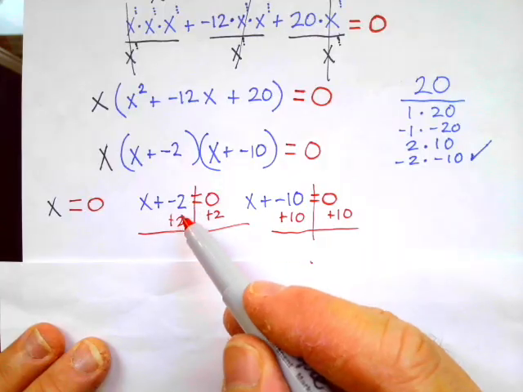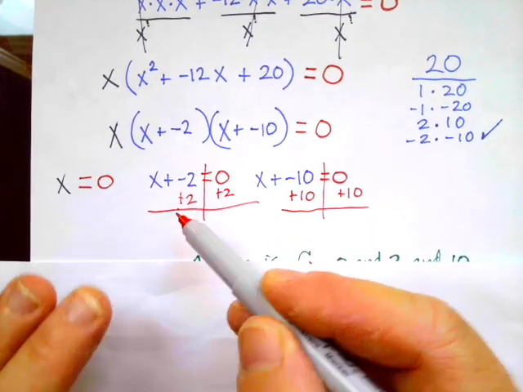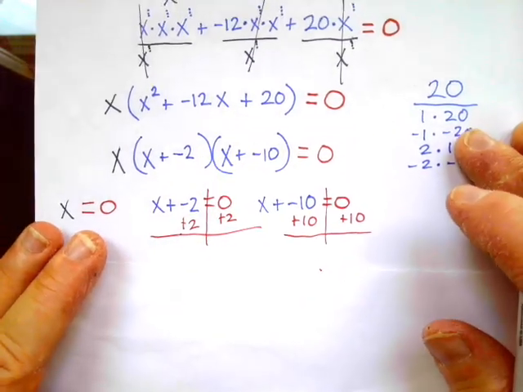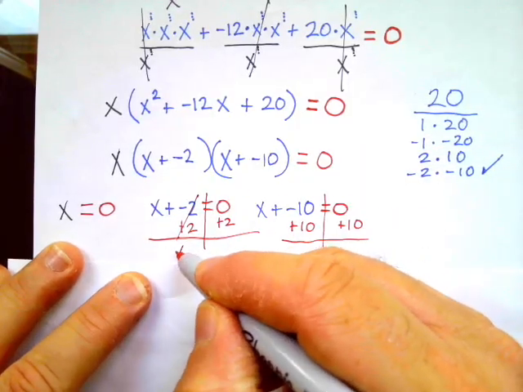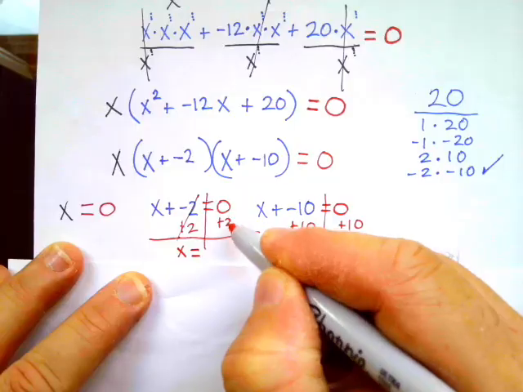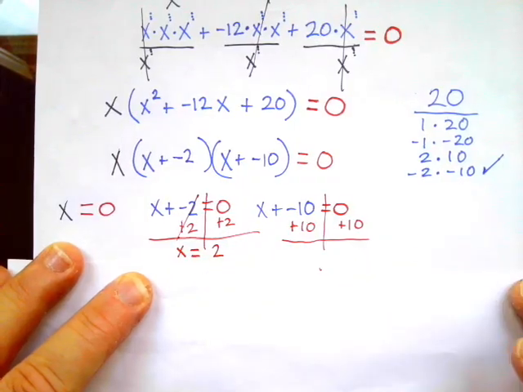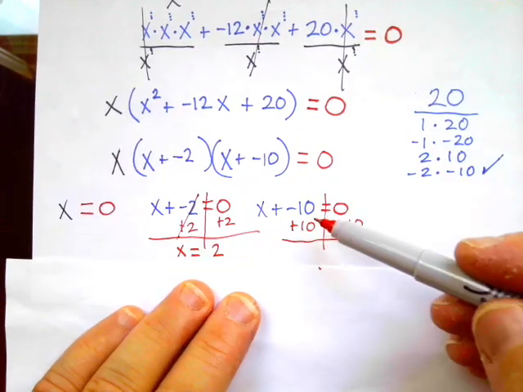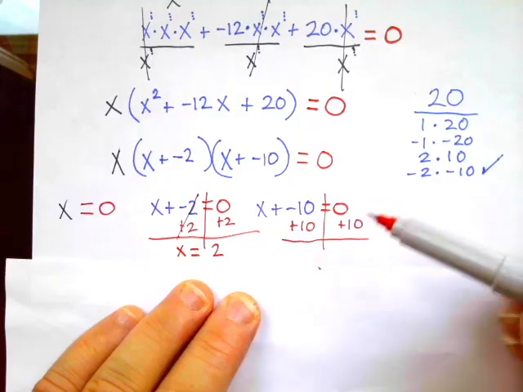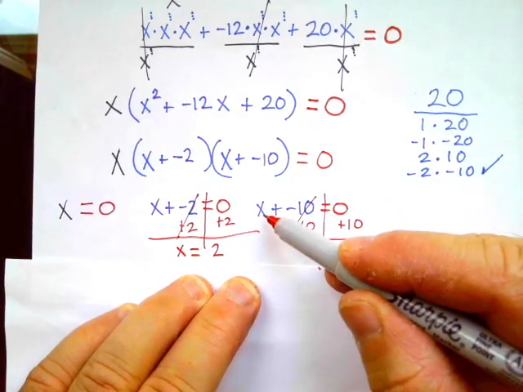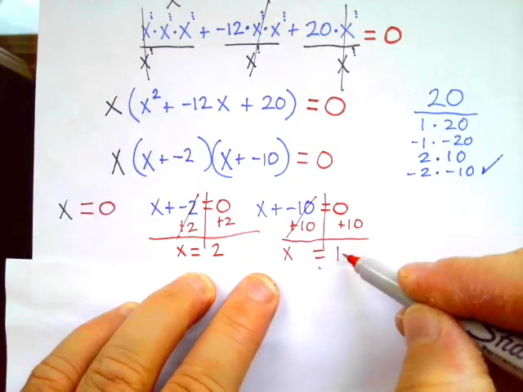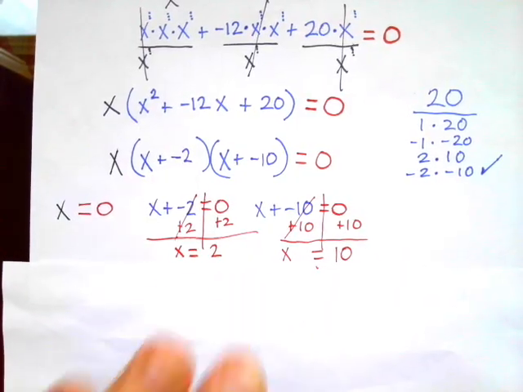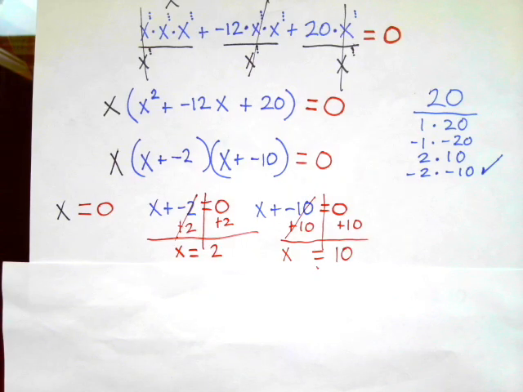We have negative 2 plus a positive 2 cancels out. Almost gave away the answer. If you haven't figured it out already, x equals 0 plus 2 is a positive 2. And again, negative 10 plus a positive 10 is 0, leaving me x all by itself equals 0 plus 10, which is a positive 10. So now there are all three of your zeros of this function.